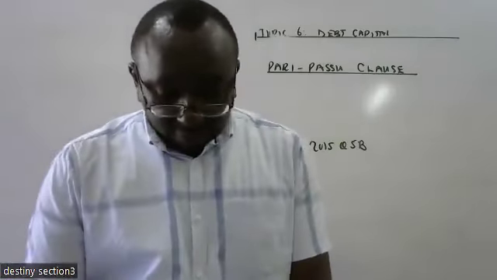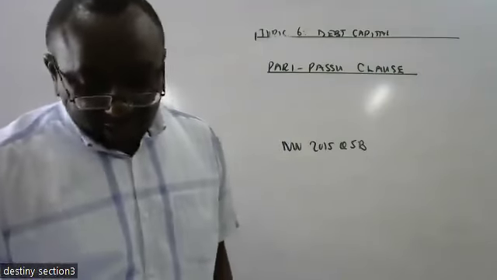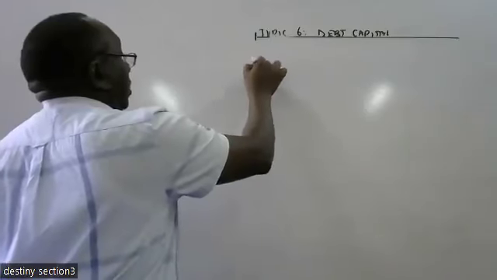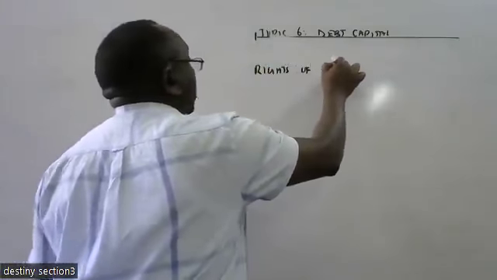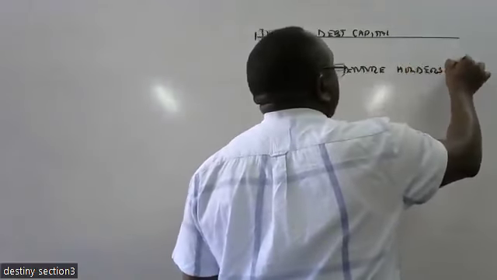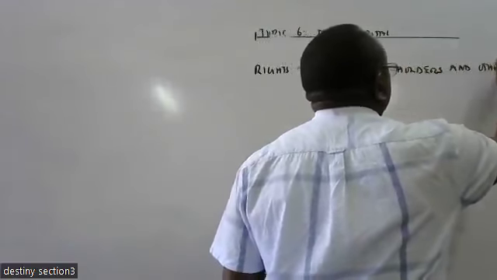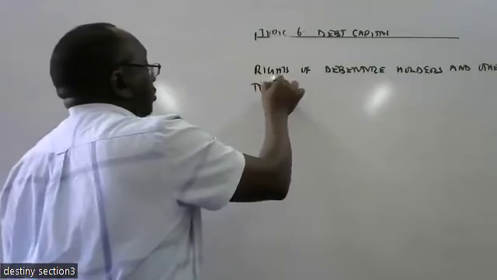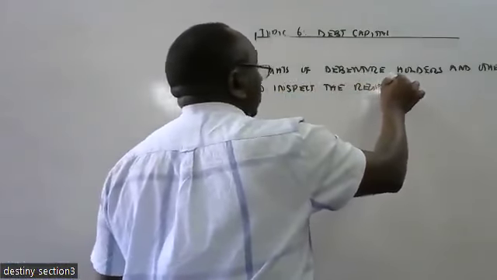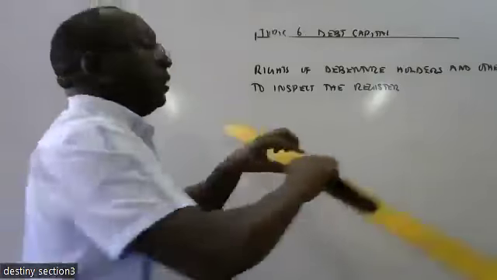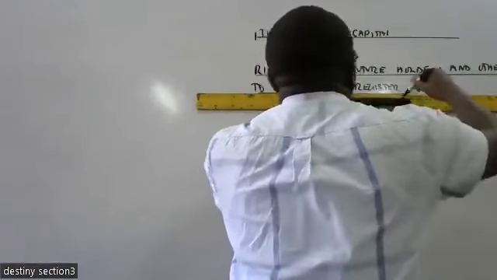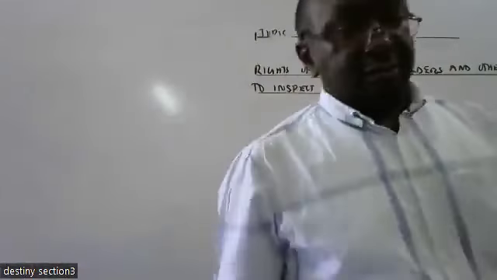The next is rights of debenture holders and others to inspect the register. What are the rights? How do you go about inspecting this?